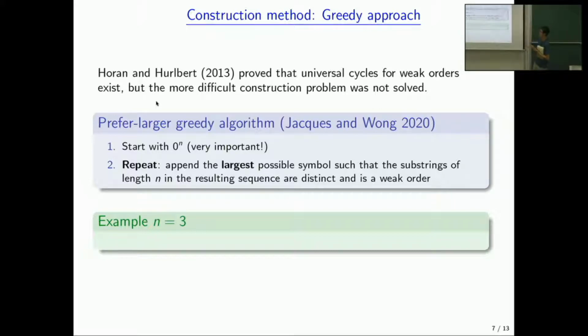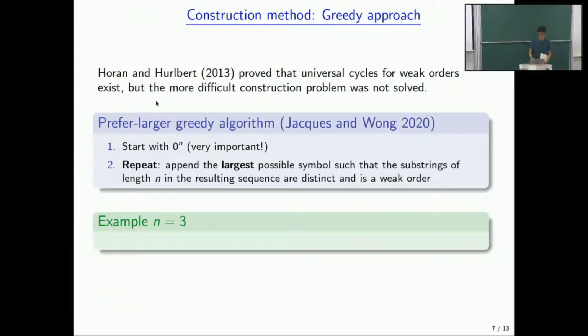It was posed as an open problem in a research paper on Gray codes, and before that, no one solved it. This was solved by one of my undergrad students, with whom we developed a very simple, intuitive, greedy algorithm to find the universal cycle for the set of weak orders. And the idea is pretty simple, which is actually quite nice.